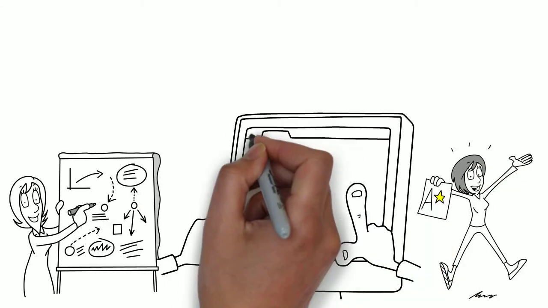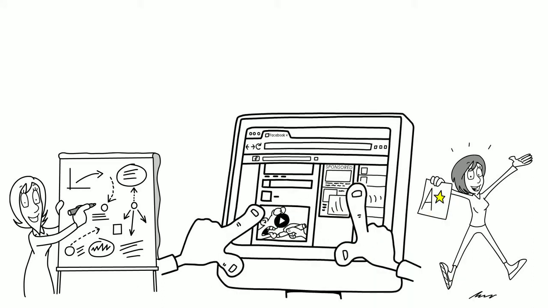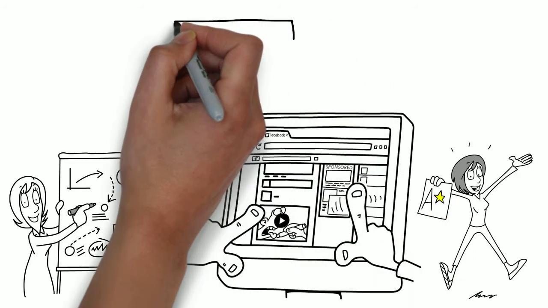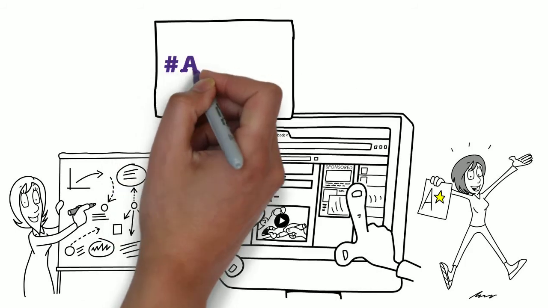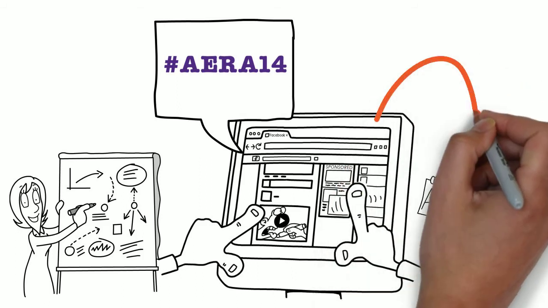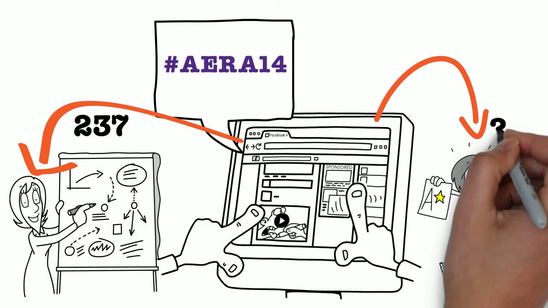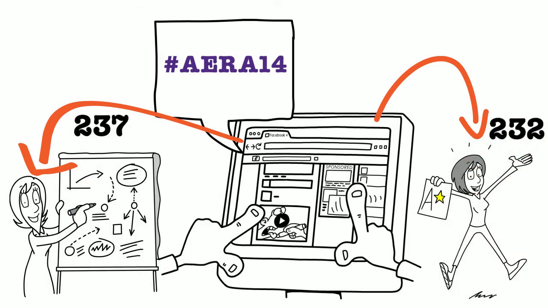To identify people to include in our sample, we extracted all the profile details of the individuals who participated in the conference hashtag for the 2014 American Educational Research Association conference. Next, we read every individual's profile information and coded them as students or faculty. We identified 237 professors and 232 graduate students.